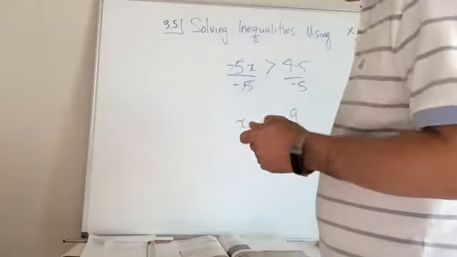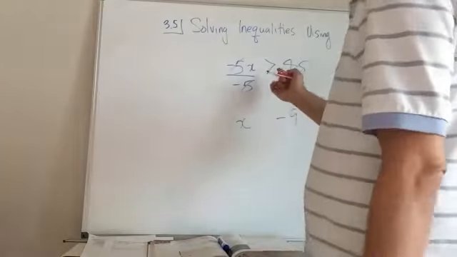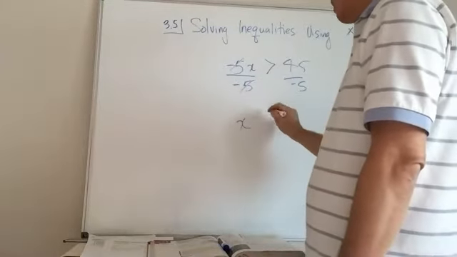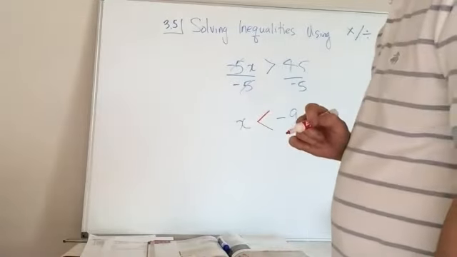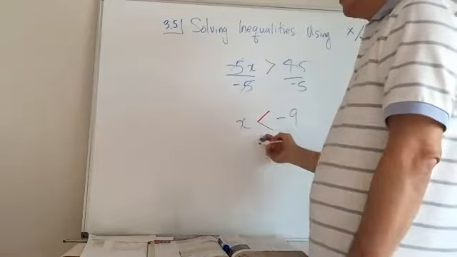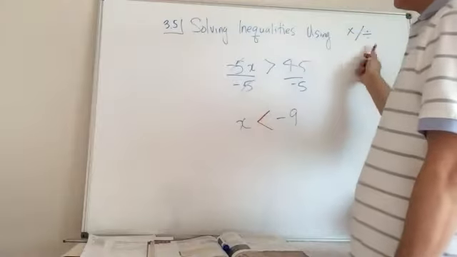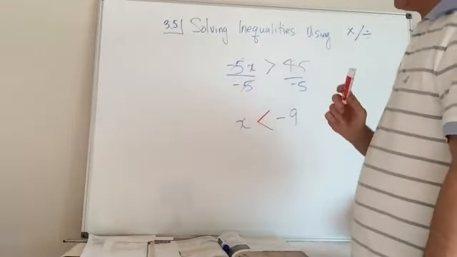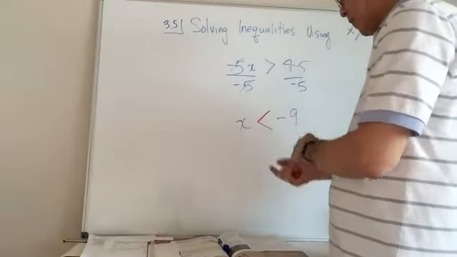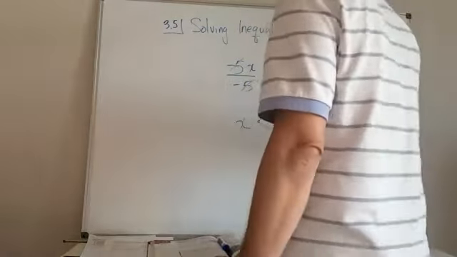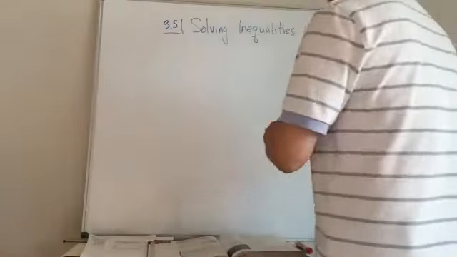However, when you divide or multiply by a negative number, you flip the inequality. So the inequality becomes this. This is the biggest difference. When you are multiplying or dividing an inequality by a negative number, you always flip the inequality sign.